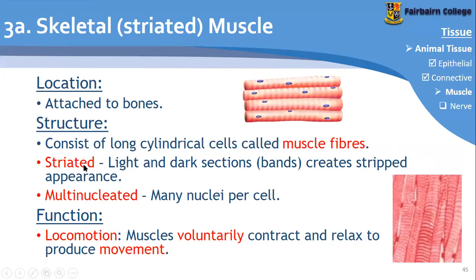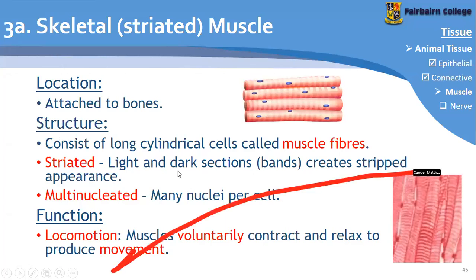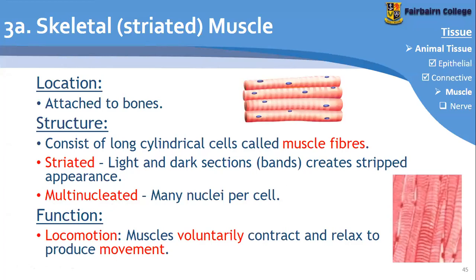The muscle fibers are striated, so striped, because they have light and dark sections. Now there's a long explanation for why there are the light and the dark sections. I'm not going to go into that in class. I might elaborate a bit on that, but just know that the muscles are striated. Also very important, skeletal muscle is multi-nucleated. Multi meaning multiple, more than one, and nucleated referring to the nucleus. So skeletal muscle has many nuclei, more than one nucleus.